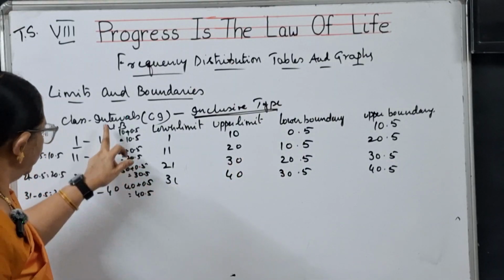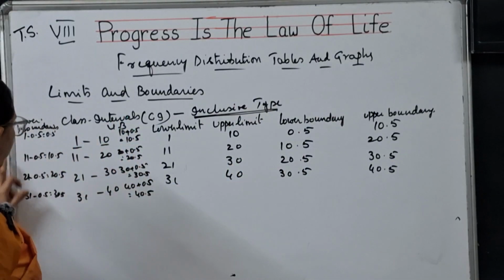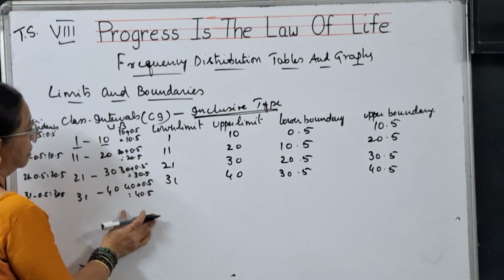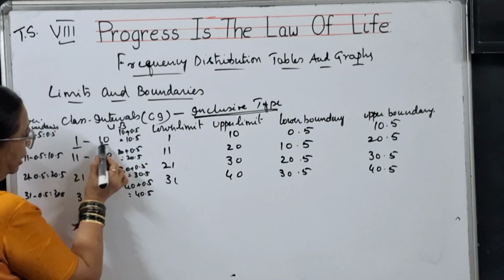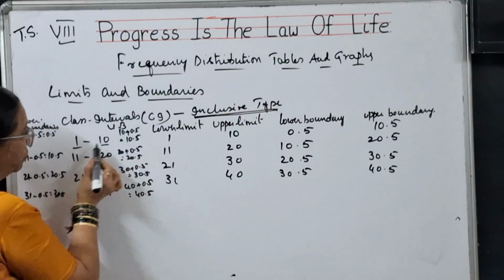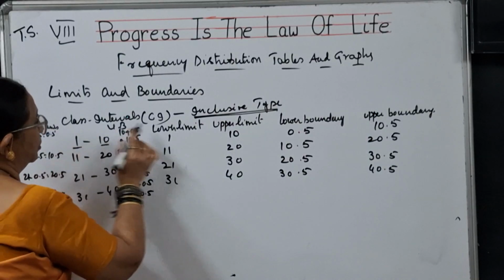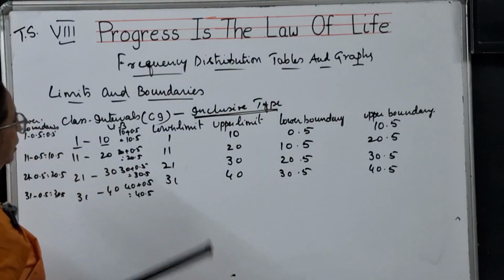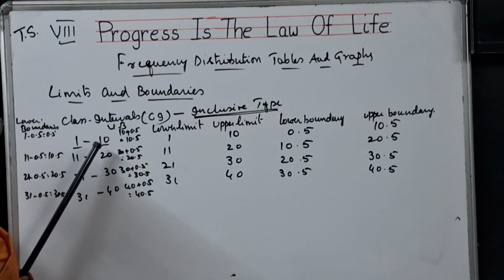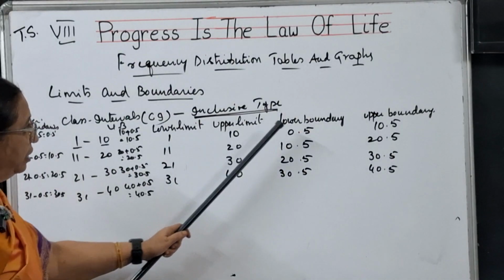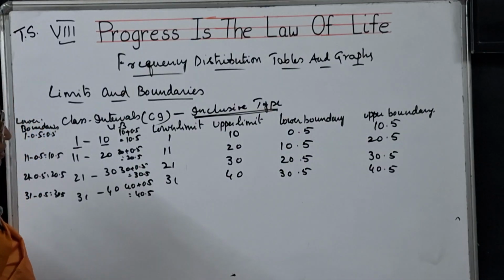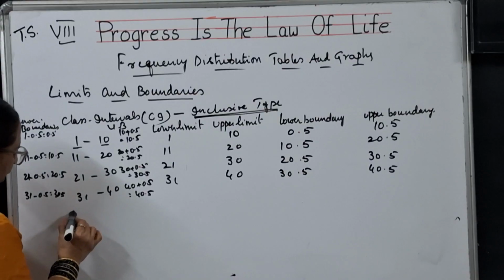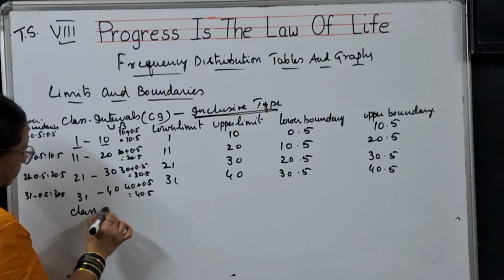How have they come? This is an explanation, children: how you get the boundaries, and why you write these as the boundaries. Because there is a gap of 1. Because of this gap, these class intervals are called inclusive type of class intervals, and in inclusive type of class intervals, limits are different and boundaries are different. They are not the same.